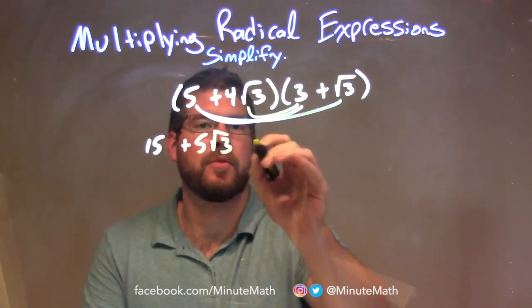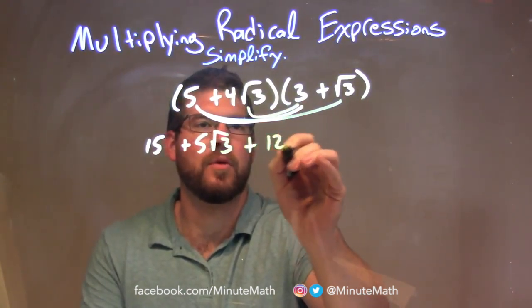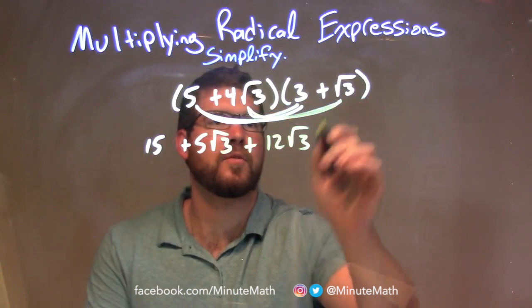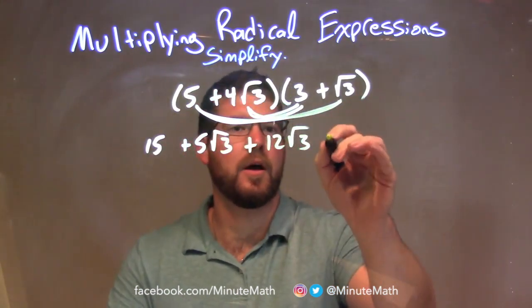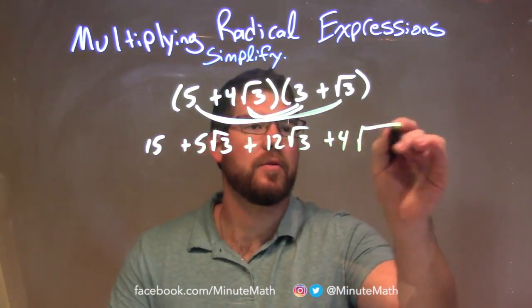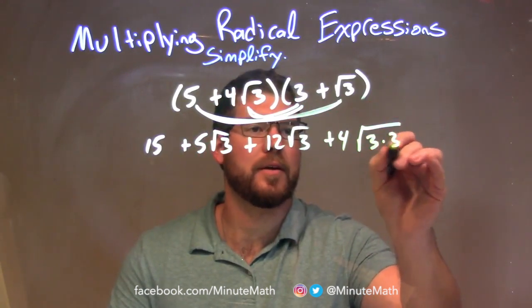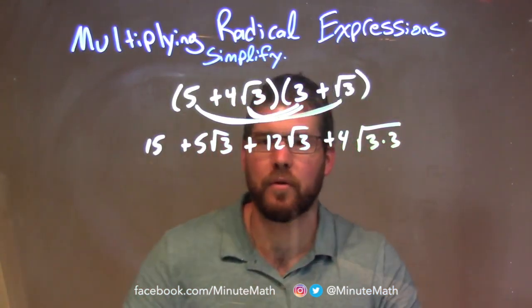4 square root of 3 times 3, well, 4 times 3 is 12, so we have 12 square root of 3 here. And 4 square root of 3 times square root of 3 is just that, plus 4 square root of 3 times 3 right there inside the square root. We combine it into one big square root.